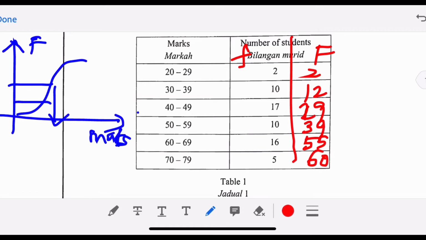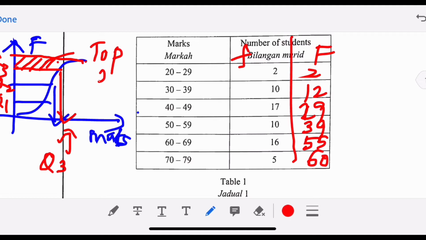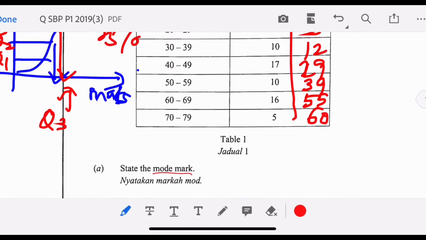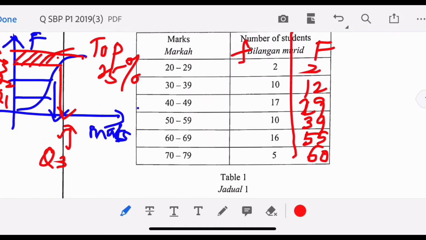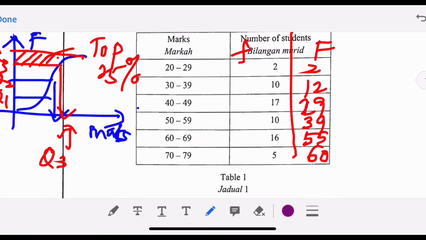Now I'm showing you the ogive. The middle one is actually the half of the sample, which is the 30th, having the median. The blue one is the median, and the Q3 is the upper 25%. So I shade in red color. That part is actually Q3. We want to know the lowest mark for the Q3, the minimum marks. As you can see, the lower marks for Q3 is written there. So we are going to use a formula.